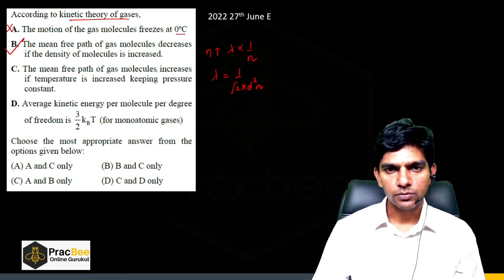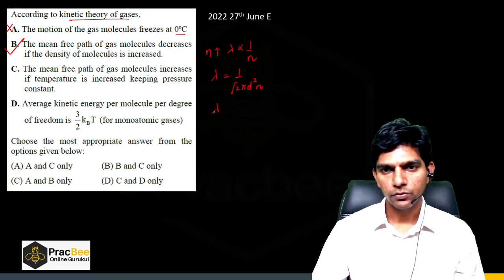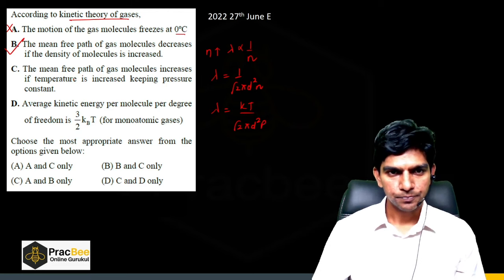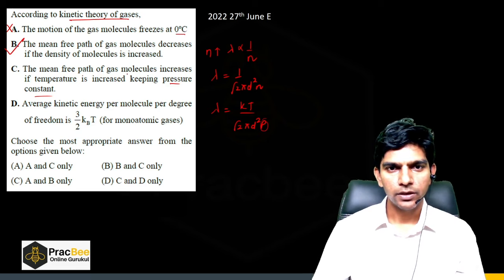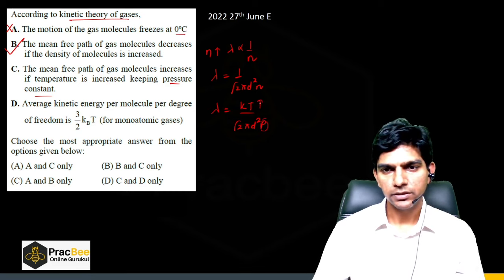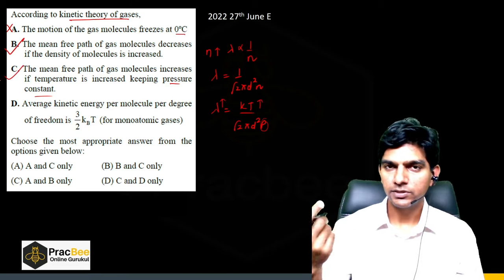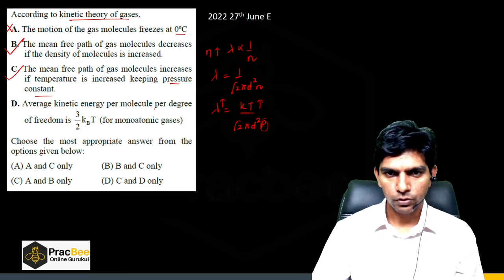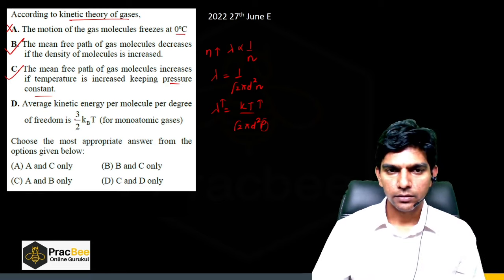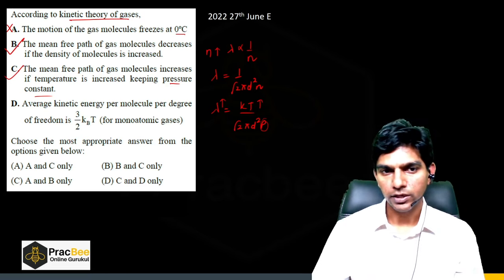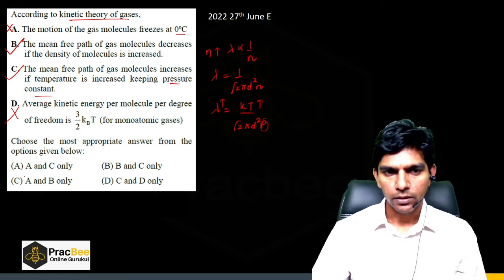Now the mean free path of gas molecule increases if the temperature is increased keeping pressure constant. We know this formula, it will be kT upon root 2 pi d square p. Pressure is constant. If temperature is increased, lambda will also increase. Statement C is also correct. Average kinetic energy per molecule per degree of freedom is 3/2 kBT. By law of equipartition of energy, this is not 3/2 kBT, it is 1/2 kBT. So statement D is again incorrect. So B and C are the correct statements. So option B is the right answer.